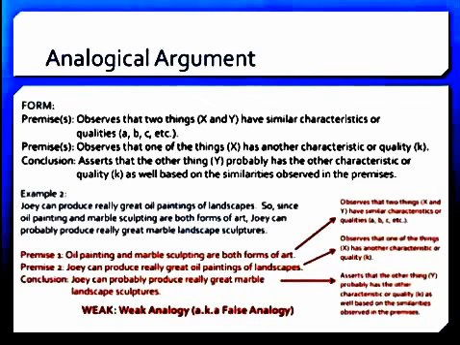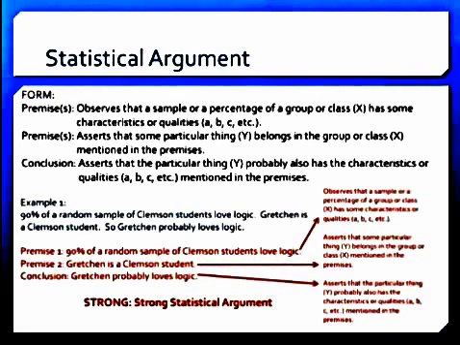Now, this argument is actually a very weak argument, and the reason for that is because even if the premises were true, those premises would not support the probability of the conclusion being true. So this is a weak argument. Because this is a weak argument, we refer to it as a weak analogy or a false analogy, but we can also just simply refer to this as a weak analogical argument. As I've mentioned, we will look at analyzing and evaluating analogical arguments in detail in the second part of Lesson 7. Next, we have statistical arguments.